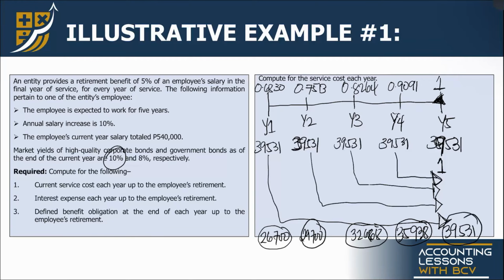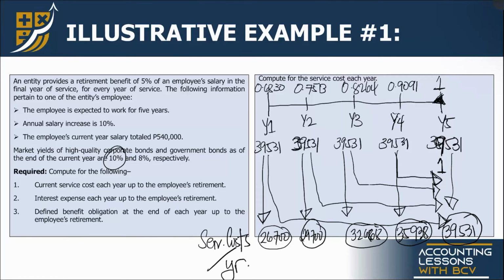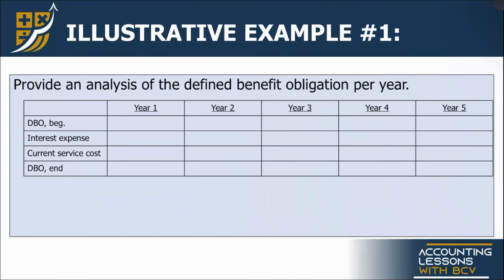Okay? So for year 1, the service cost, year 2, year 3, 4, and 5. So these are the service costs each year. So remember that, because we will use that in the 4th step, which is the analysis of your DBO. Okay? 4th step: provide an analysis of the defined benefit obligation per year.